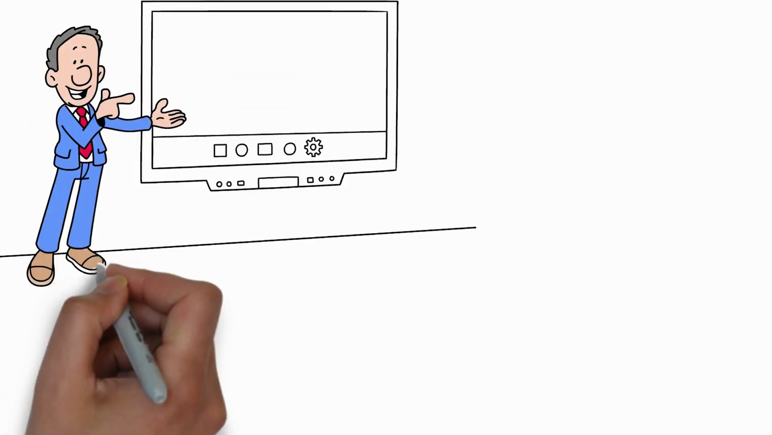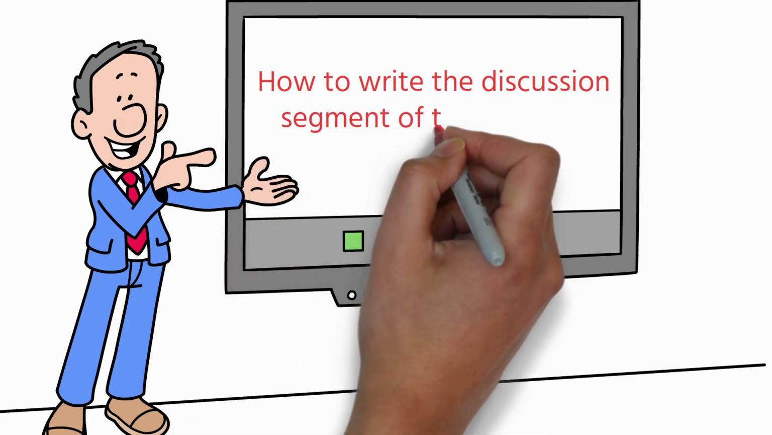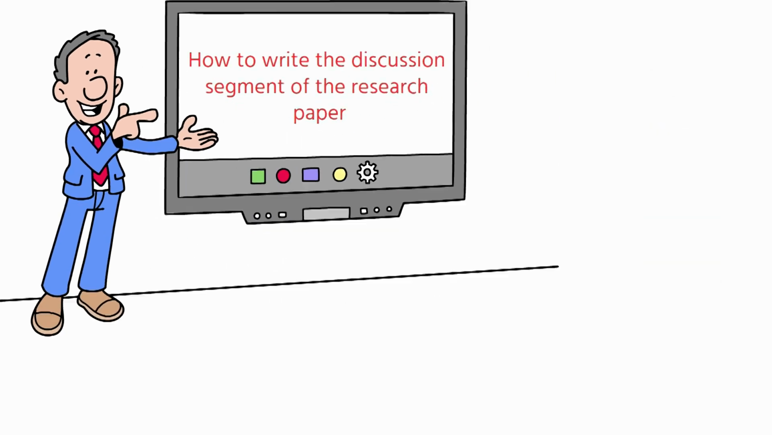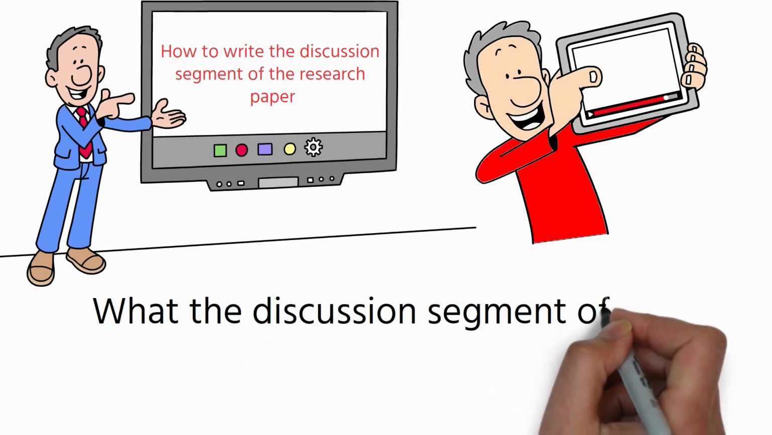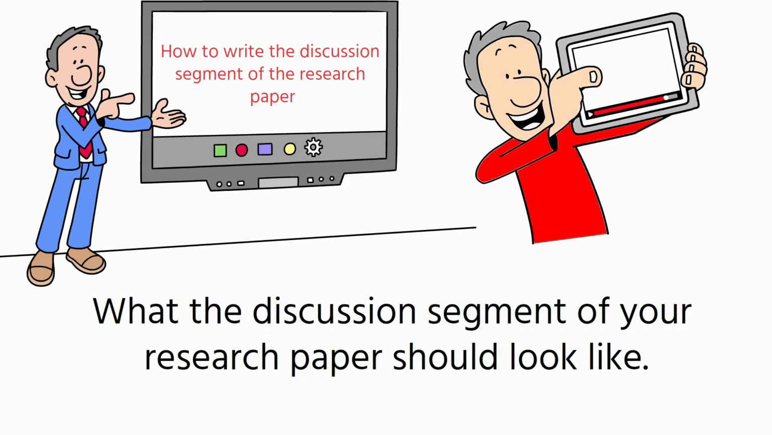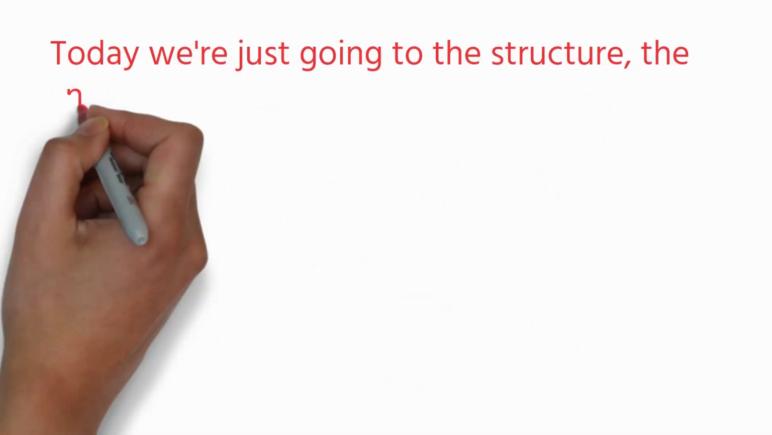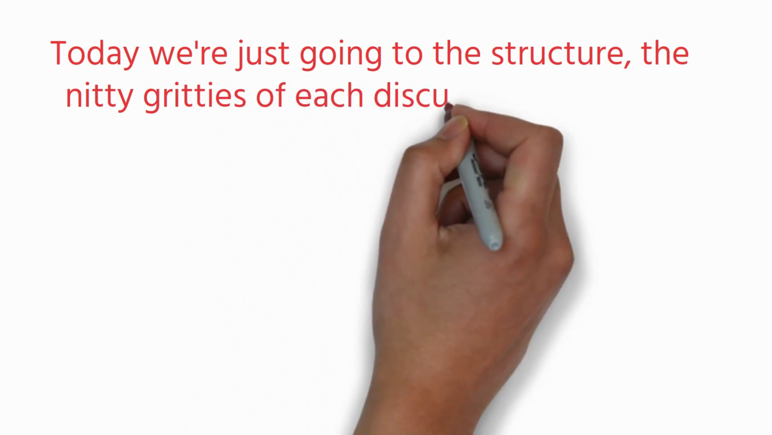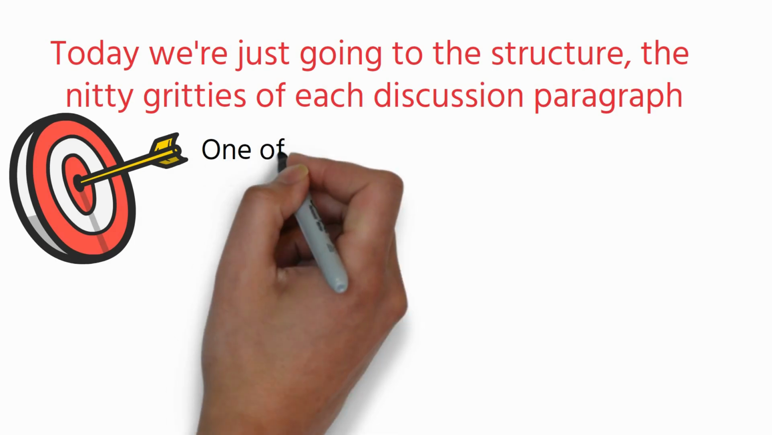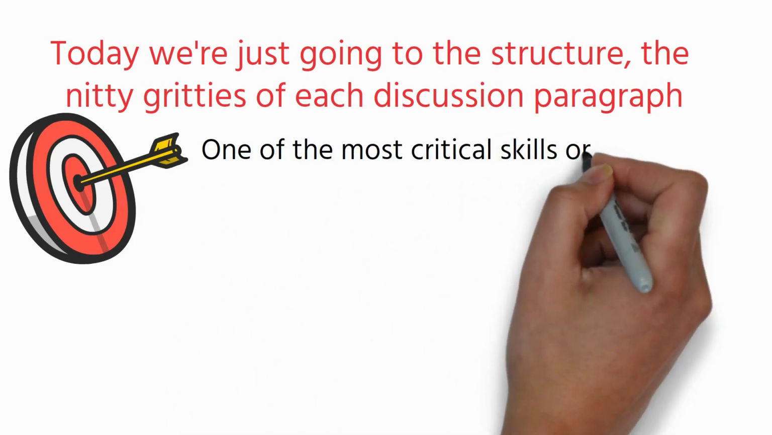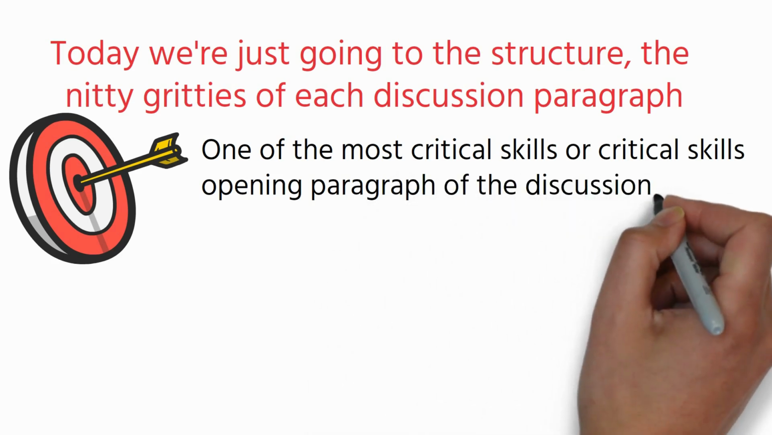Today we're continuing our series on how to write the discussion segment of the research paper. We gave an overview in our previous video of what the discussion segment of a research paper should look like. Today we're just going to the structure, the nitty-gritties of each discussion paragraph. So we'll be focusing on one of the most critical skills, in the opening paragraph of the discussion, right?